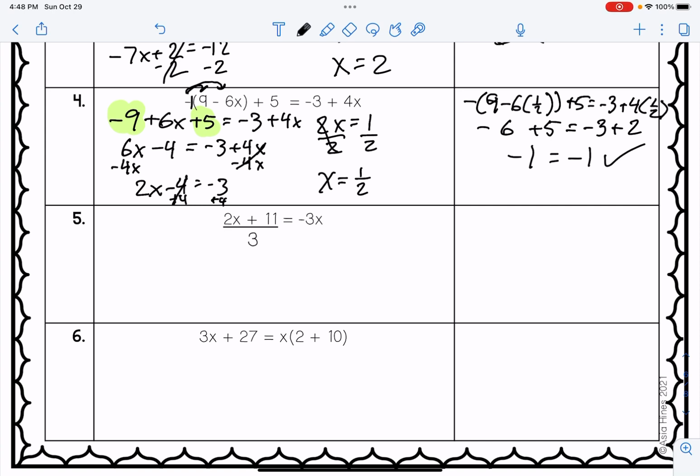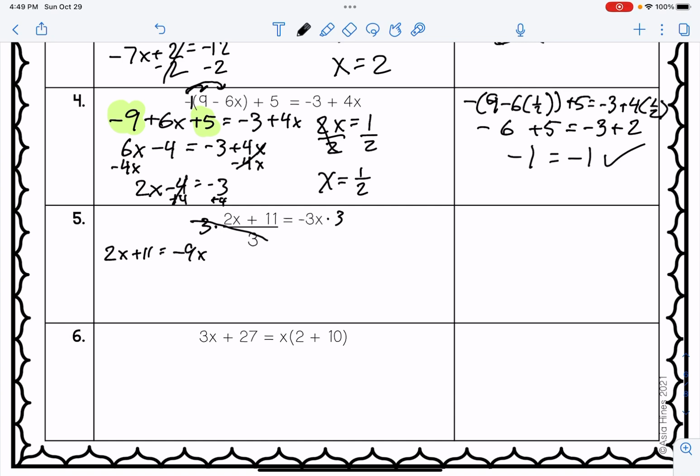All right, number 5. It looks a little bit different than the others, but remember how we talked about this whole group of stuff being divided by 3. So when we're solving, parentheses comes last. What I want to do here is multiply both sides by 3, because that goes away for us, and we will have 2x plus 11 equals negative 3x times 3, which is negative 9x.